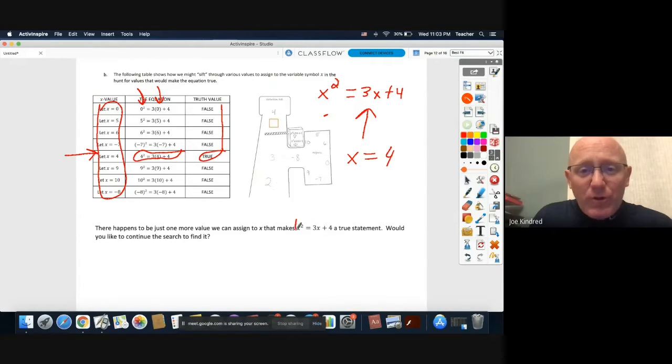Now, you've heard me say that when you have an equation like this, the exponent will tend to tell you how many possible solutions there are. So there might be one more, and it turns out that there is one more. Take a moment and see if you can determine what that second solution is, because there's one more that makes x squared equal to 3x plus 4 a true statement. I'll pause the video here for a second and see if you can come up with that solution.